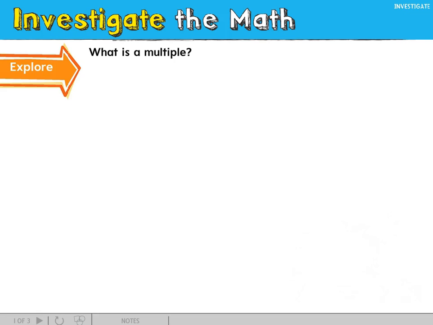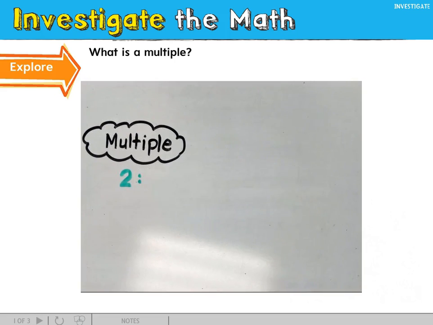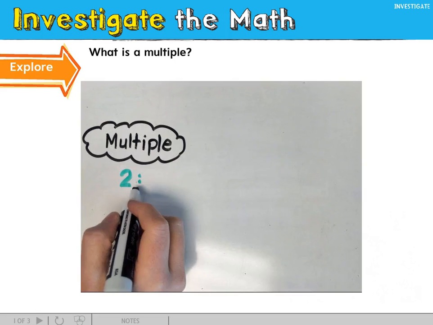What is a multiple? Multiple is really a synonym for product, and the product is the answer when you multiply. So a multiple is a product or set of products of a number and any other whole number. If I wanted to list the multiples of 2, I would write the number 2 and a colon to show that I'm going to make a list. To list the multiples, I'm going to multiply 2 by the numbers in order.